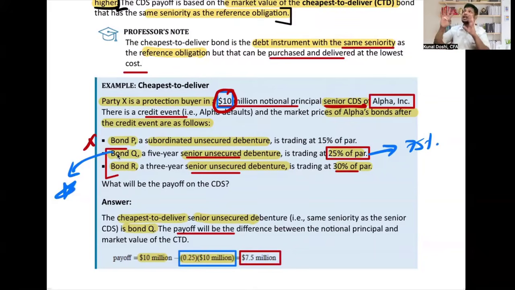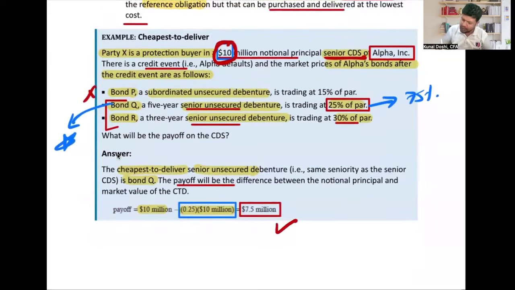We are going to assume that a bond which was 100 is now trading at 25. So the balance 75% will be paid off to you. Out of 10 million, 75% will be paid off to you. That is going to be the payoff in case the bond defaults. Understood, everyone? This is how we utilize it.